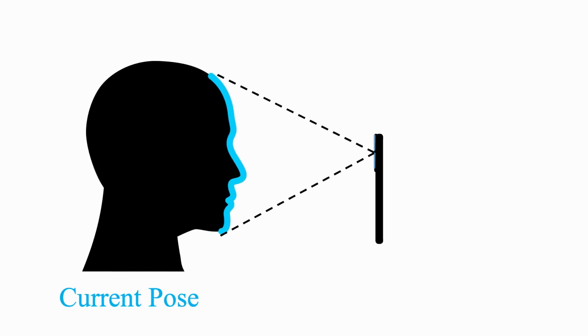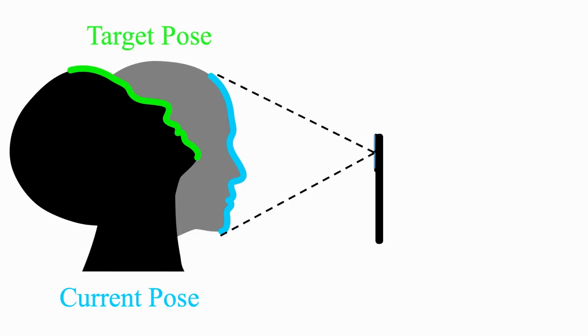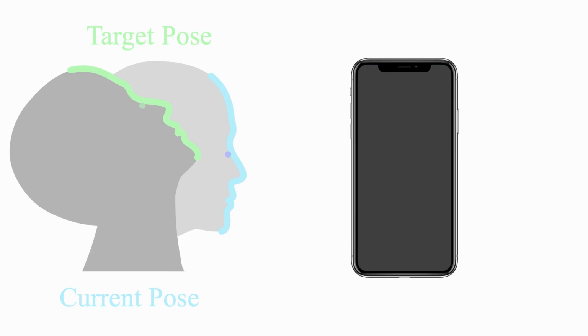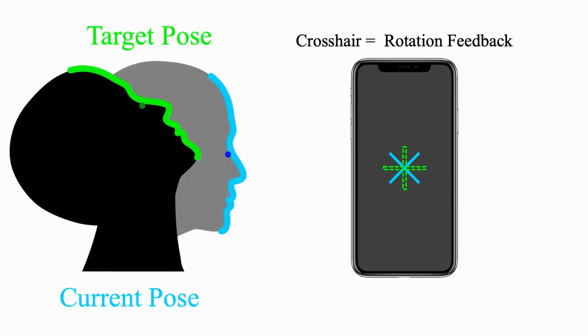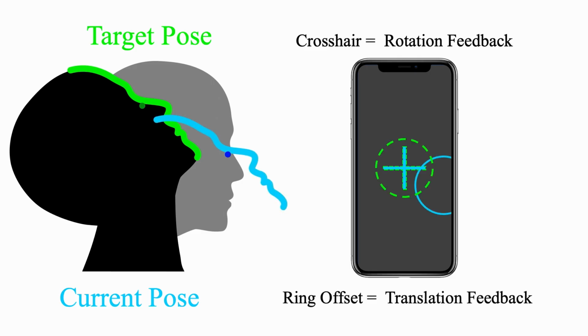However, our mobile phone only ever sees part of the head at any one time, so we represent the part that our depth camera senses with this blue line. Now, let's say that we want to direct the users toward a new configuration where they rotate their head without moving their body. The goal of our guidance is to convey the transformation between what we have and what we want to the user. We could map the rotation part of this transform to something like the rotation of this crosshair, and the translation part to something like the offset between the two rings.